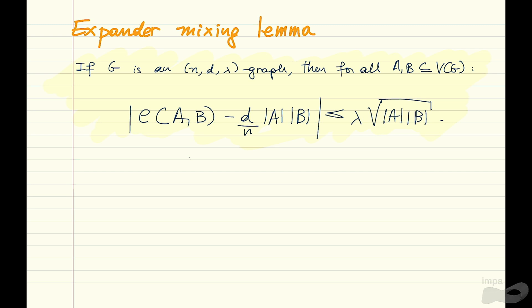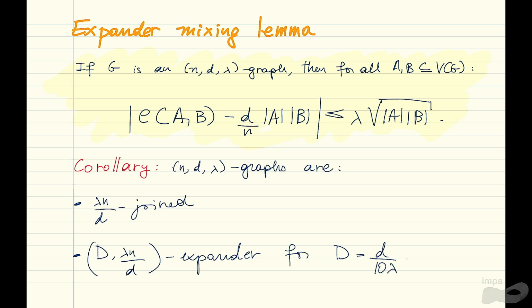Okay, so from this lemma, we can deduce two things. First, if we have an (n,d,lambda) graph, then this graph is going to be lambda n over d joined. And the second is that it's going to be a (lambda n over d, D) expander. So let's remind what it means. Every time we pick a set of size at most this number over here, the external neighborhood is going to expand by a ratio of capital D. And this capital D is going to be of the form d over lambda. This parameter d over lambda, which is also called the spectral gap, controls how good the expansion is in this graph.